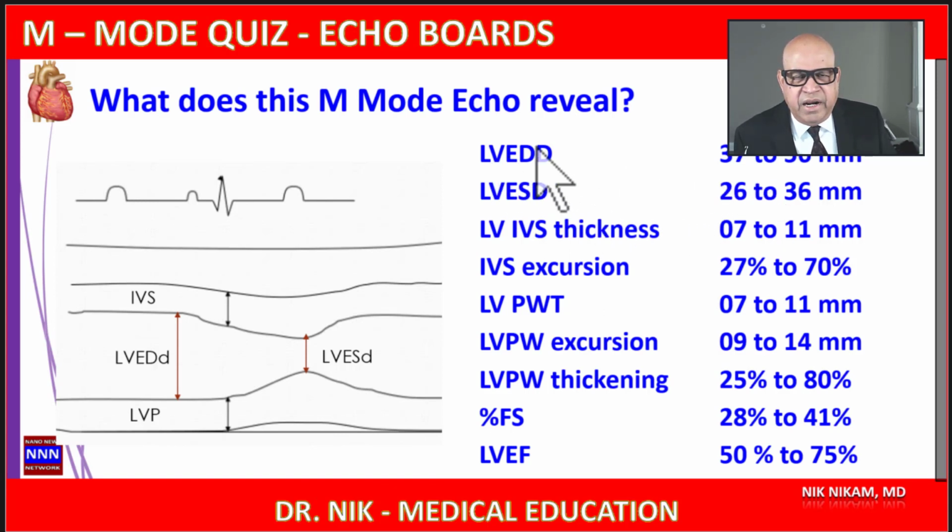Left ventricular end diastolic dimension, 37 to 56 millimeters of mercury. This is an important number, especially when we are dealing with patients with aortic regurgitation or mitral regurgitation. This number helps us to identify who is at risk of getting worse with time.